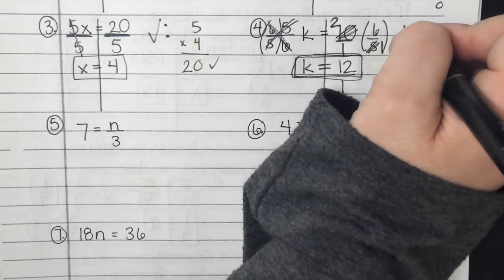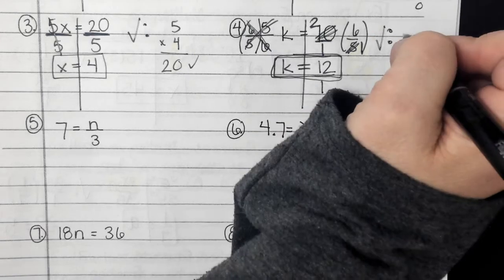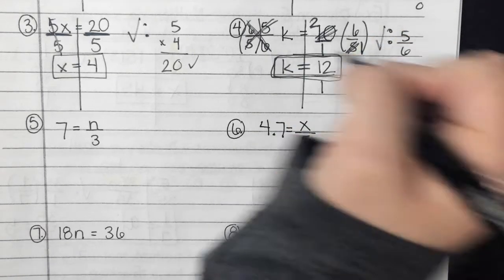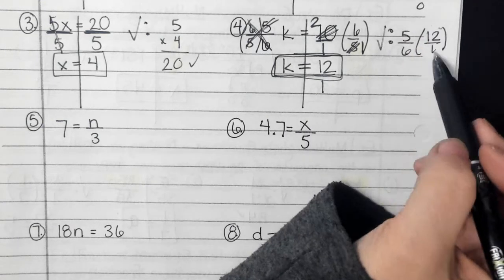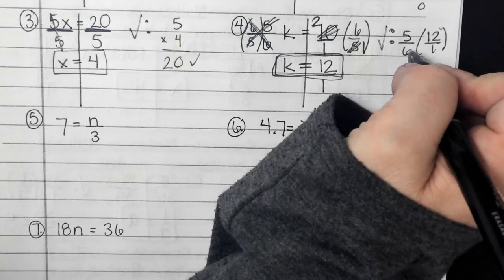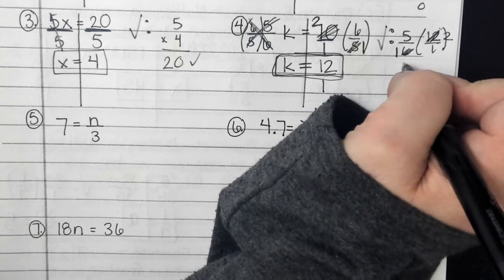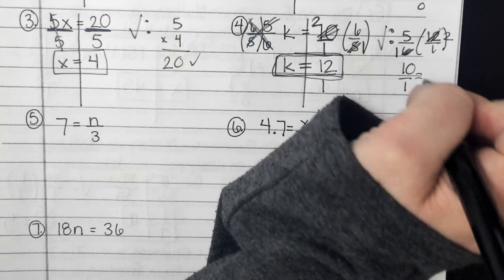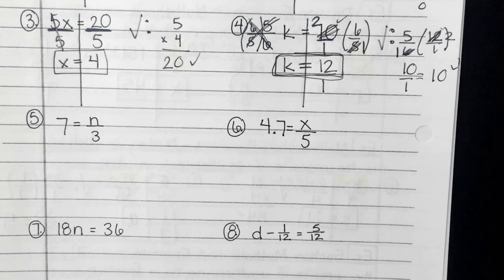So let's check it. My original problem said 5 over 6 times K, which in this case we got K is 12. So I went ahead and put it over 1 so I can multiply it times a fraction. Okay. What should I do to multiply that? Jake? Simplify 6 and 12. Simplify 6 and 12. 6 will go into 6. 6 will go into 12. 5 times 2 on the top is 10 over 1, which is really just 10, which is what we had to start with. Okay.